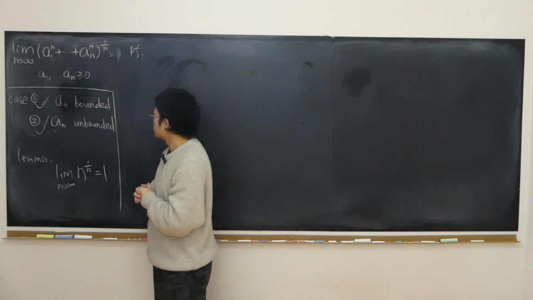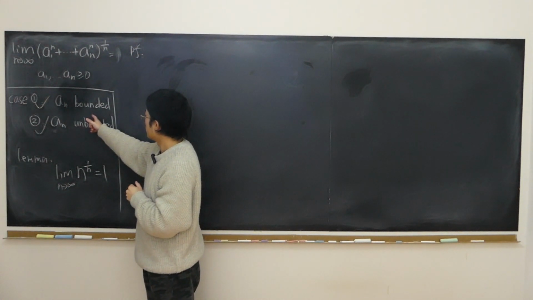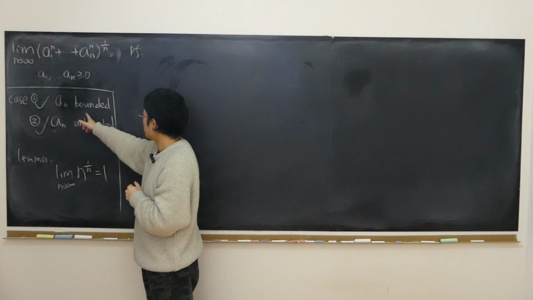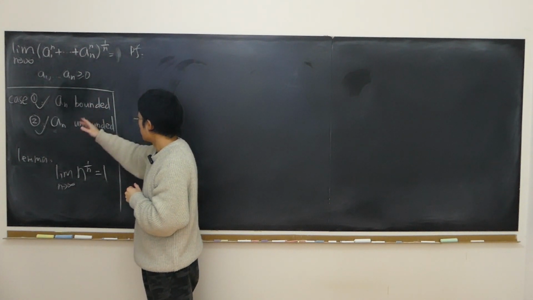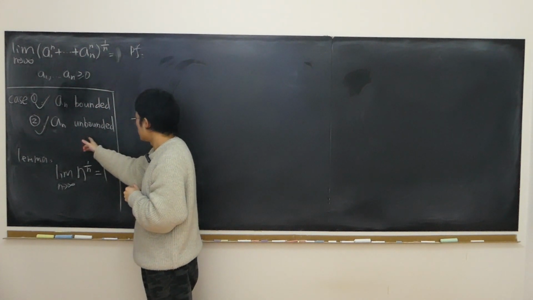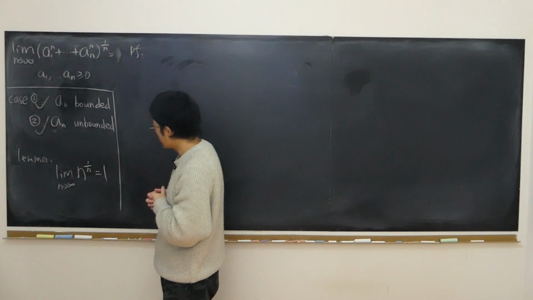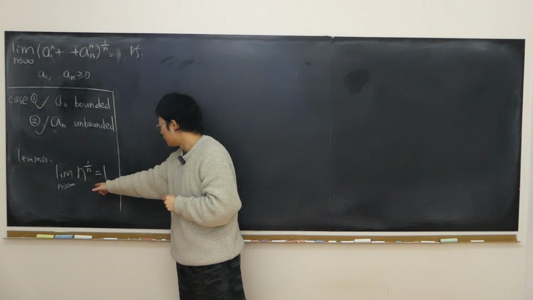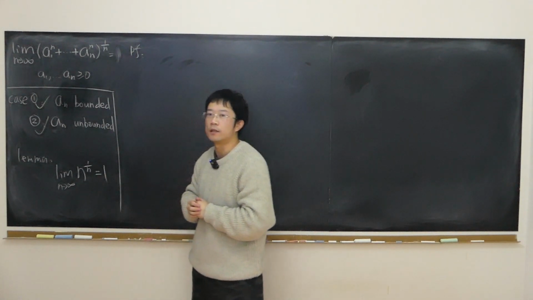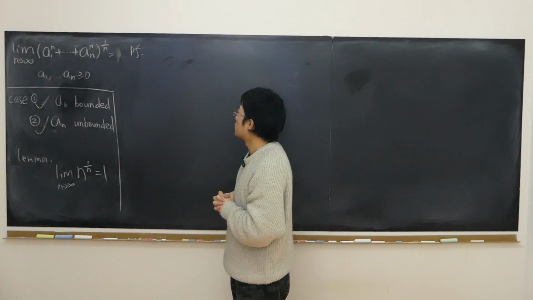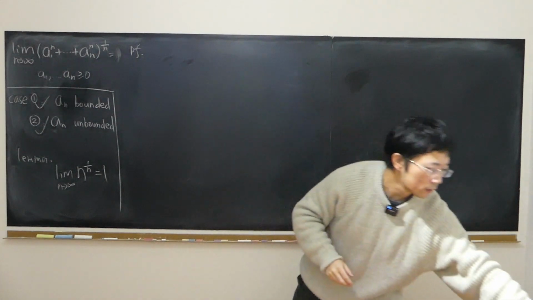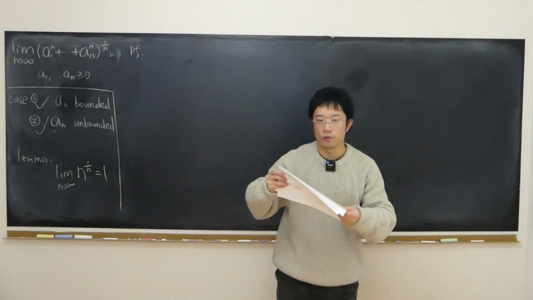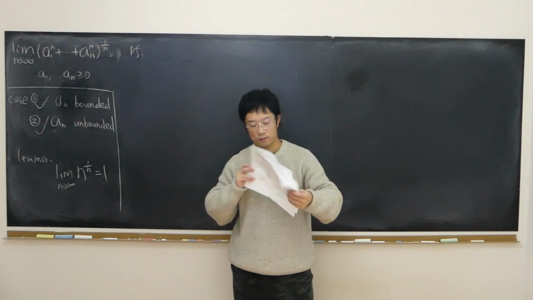And we have to first divide it into two cases. Case number one, if the sequence is bounded. Case number two, if it's unbounded. Using our well-known lemma, the limit of n raised to the power of 1 over n is equal to 1 as n approaches infinity. So here's the proof that I just came up with.